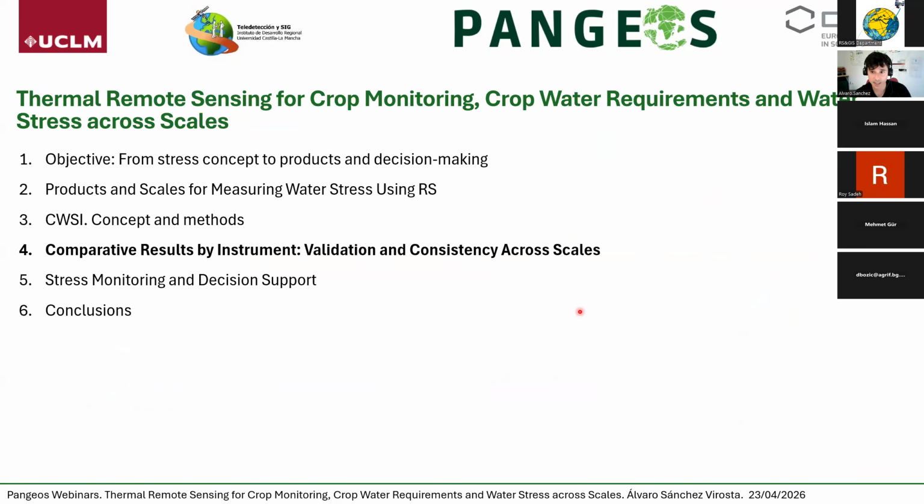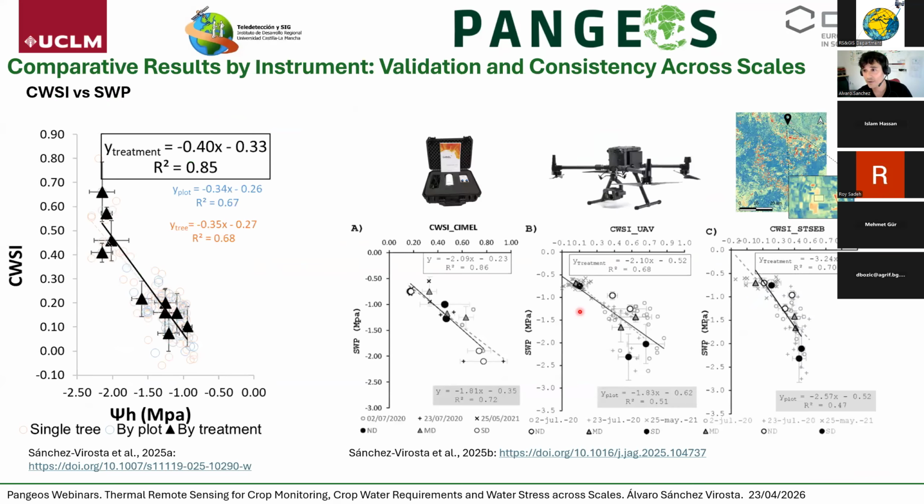So, some results. I'll try to be a bit fast because it's been 20 minutes from now. We have validated this crop water stress index against stem water potential in almond. This was made with drone data, and they correlate very well. Also with a high precision infrared radiometer with stem water potential. This is in another orchard. It works really well, also with the drone data and the TSEB model.